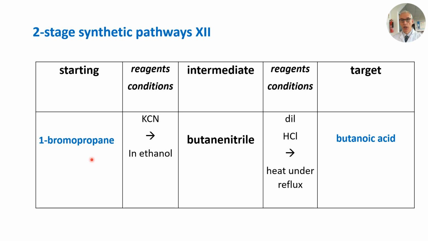So 1-bromopropane to butane nitrile, we need to add a carbon to the carbon skeleton. So KCN in ethanol is the most useful reaction of haloalkanes or bromoalkanes. And then a reaction we haven't mentioned yet today is the hydrolysis of the nitrile group. Dilute hydrochloric acid, heat under reflux will form butanoic acid. Correct your work and then move on to number 13.